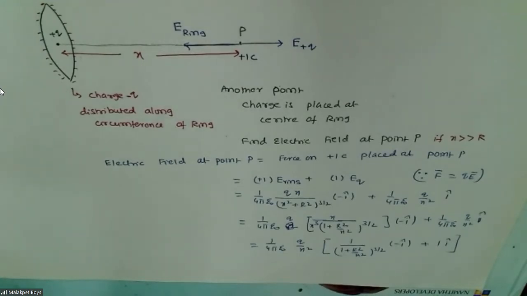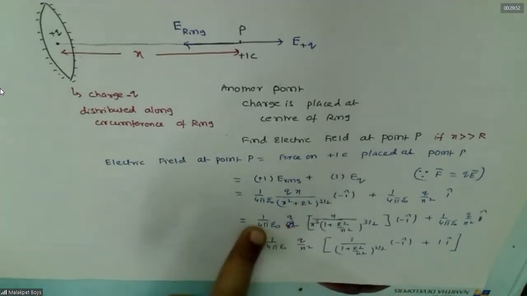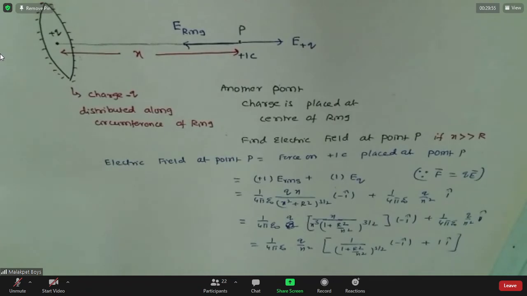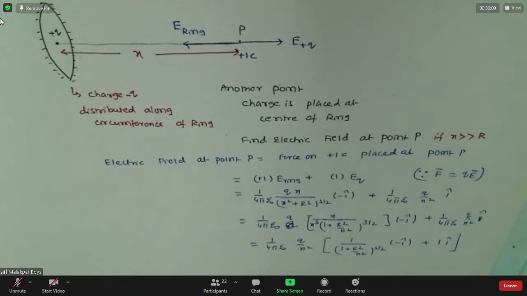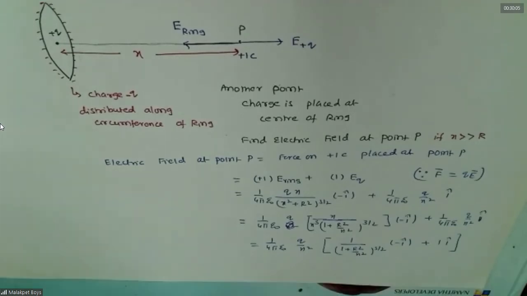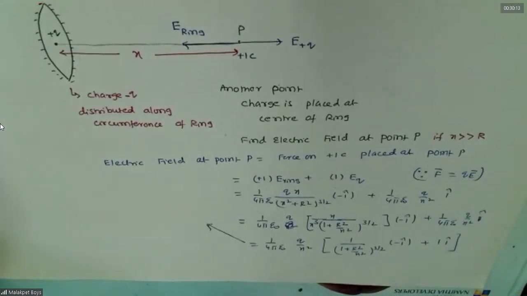Sir, that should be x cube over there, right? X square will get cancelled, no? No, sir, in the bracket you wrote 1 plus r by x square. I have taken x square. Oh, sorry, sir. You do it, you'll be knowing. Sir, in the numerator x will be there, no? At minus i cap. Why, this x square could cancel, no? Yes, sir.